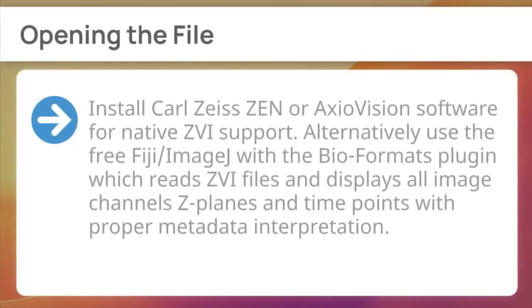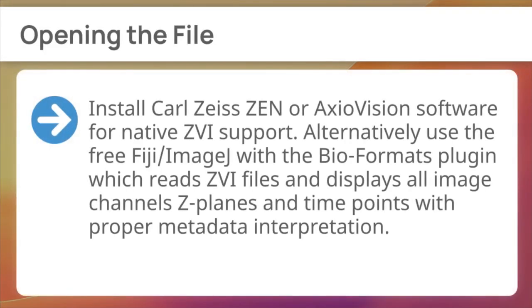First, opening the file. Install Carl Zeiss ZEN or AxioVision software for native ZVI support. Alternatively, use the free Fiji ImageJ with the Bioformats plugin, which reads ZVI files and displays all image channels, Z-planes, and time points with proper metadata interpretation.